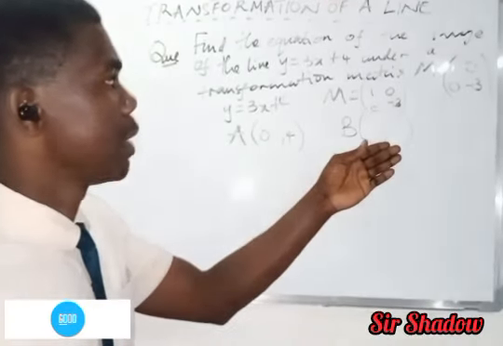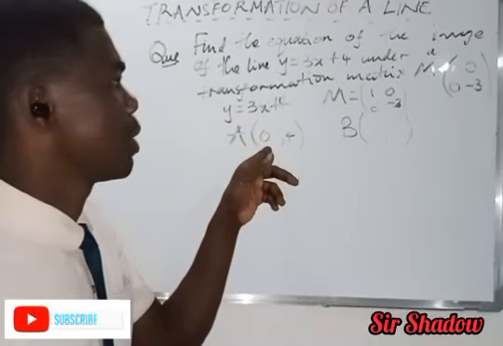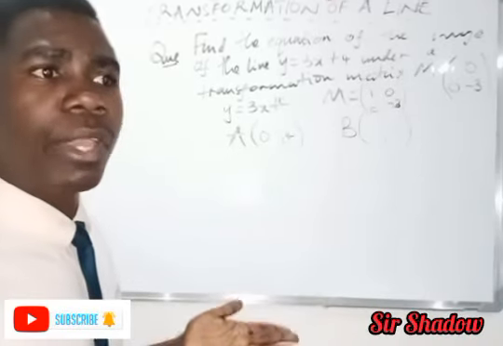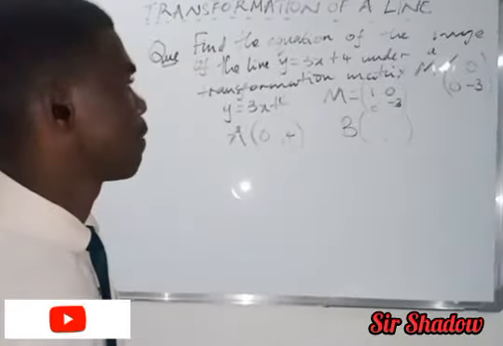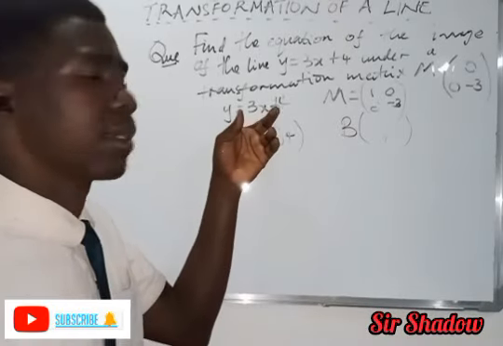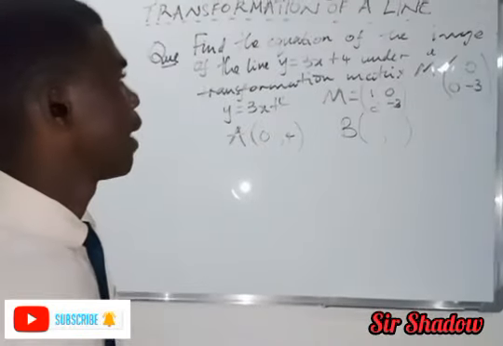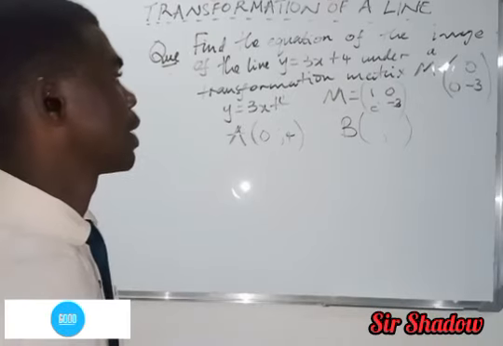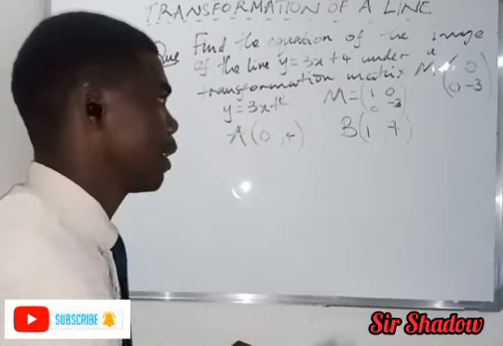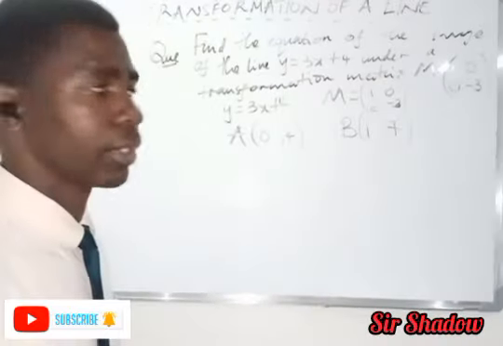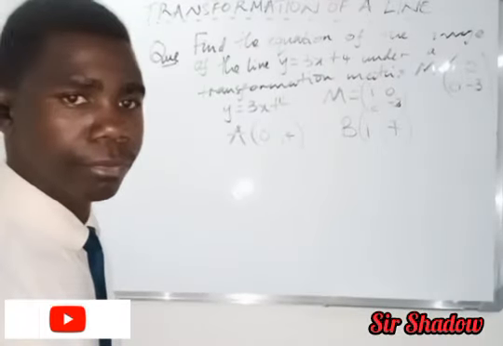The second general point, we can let any value, even 1000 or 100, but we can let the smallest value. So let x be 1. So 1 times 3, which is 3, plus 4 is 7. Which means the point here is 1, 7. So we have these general points and the matrix M.